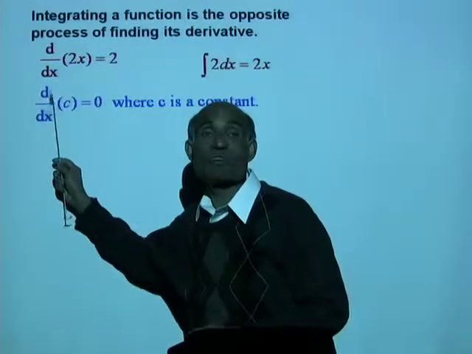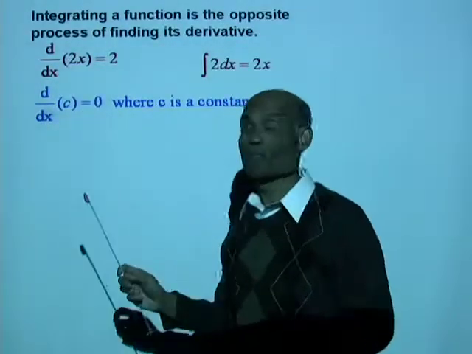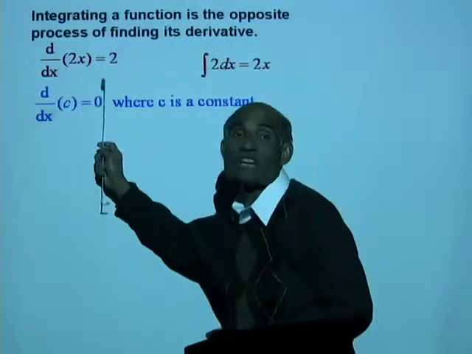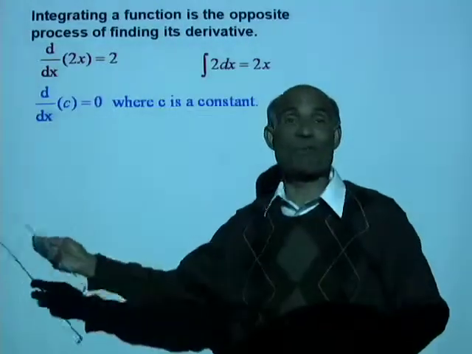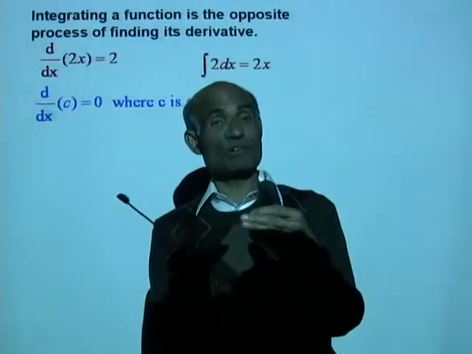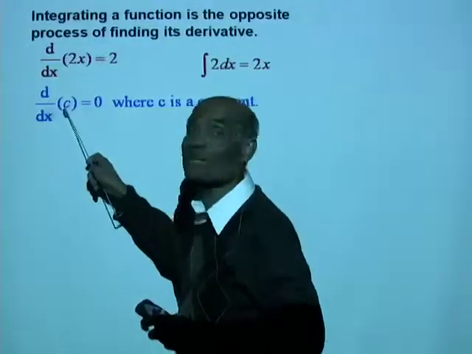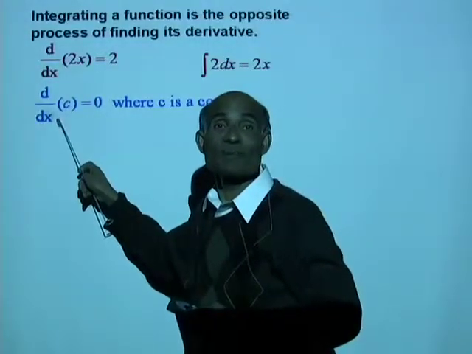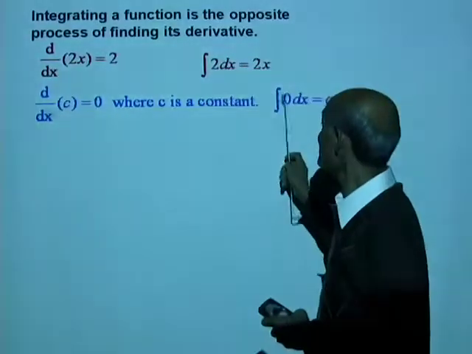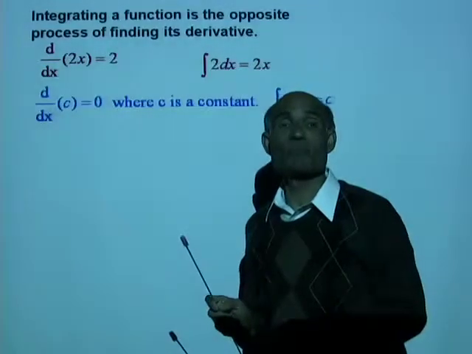Well, you know that the derivative of a constant is 0. Therefore, what is the integral of 0? If the derivative of a constant is 0, then if you integrate 0, you must get your constant. Is that right? So, integral 0 dx equal to c.